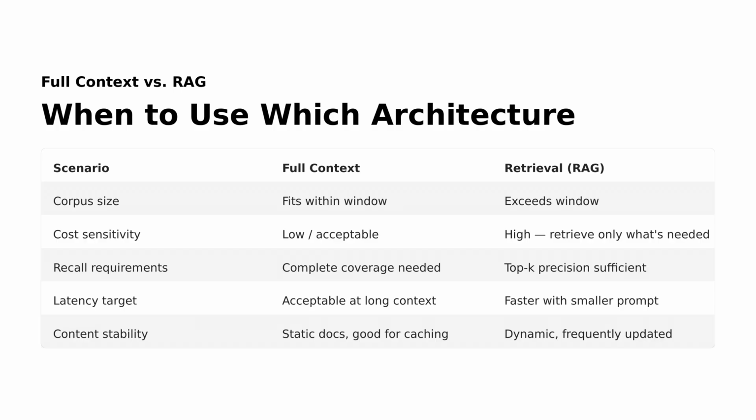This slide compares full context prompting with retrieval augmented generation, or RAG. Use full context when the entire corpus fits in the model window. Cost is acceptable, and you need complete coverage, especially for static content that can be cached. RAG is the better choice when the corpus is too large, cost matters, or content changes often. By retrieving only the most relevant chunks, RAG usually reduces latency and keeps prompts much smaller.